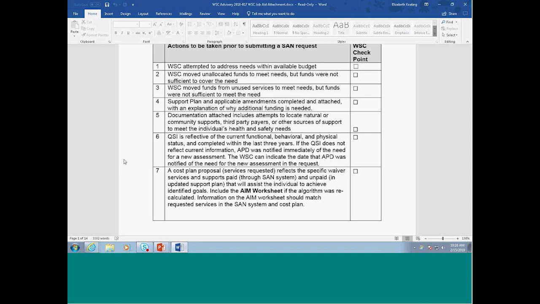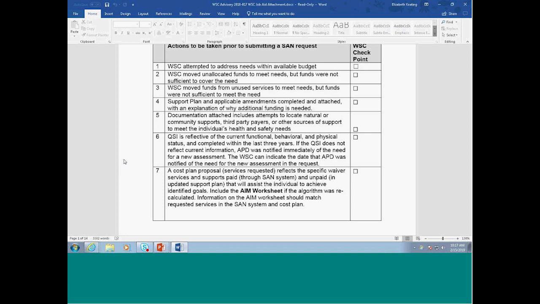You should always check the current QSI to be sure it accurately reflects the functional, behavioral, and physical status of the consumer and that it's current. If it does not, then you should be requesting a new one. Reviewers rely quite a bit on the QSI or SAM reviews because it's done by impartial staff. It's not like the provider who has ties to funds or anything like that.